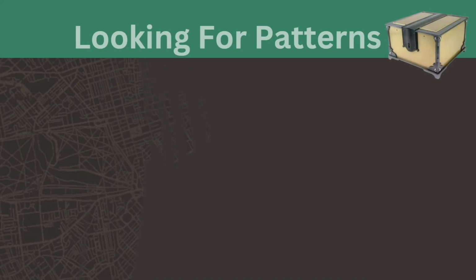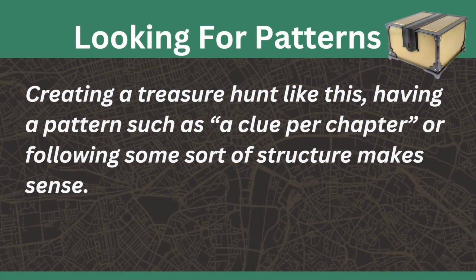Now, this next part is looking for patterns. So this is my thoughts. It is creating a treasure hunt like this. I think there's like a clue per chapter, as I've mentioned in that previous thing, some sort of structure that would make sense to the readers. I don't think it's going to be something completely random like, oh, you're supposed to take the first word from the sentence after I say me or something. It's not going to be something super abstract like that.